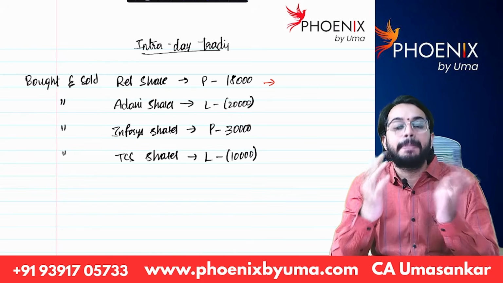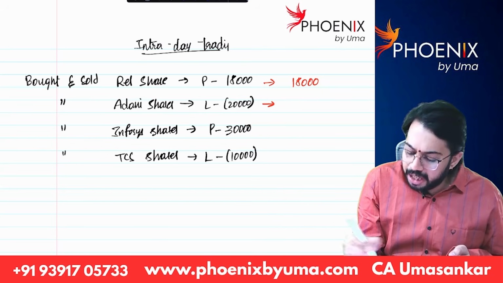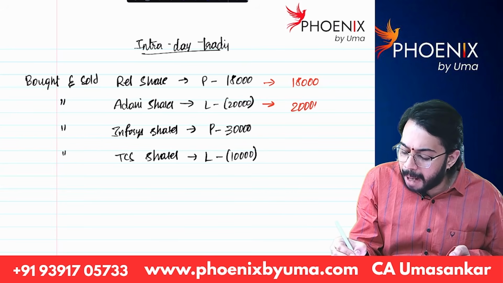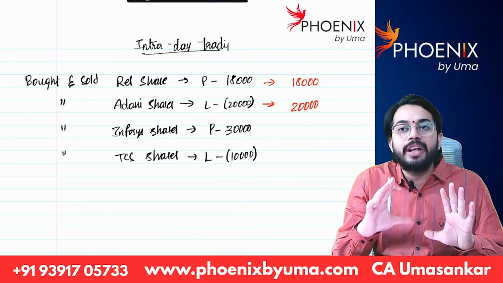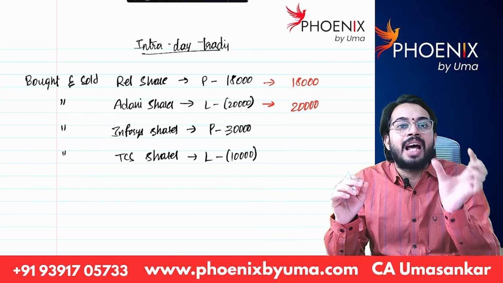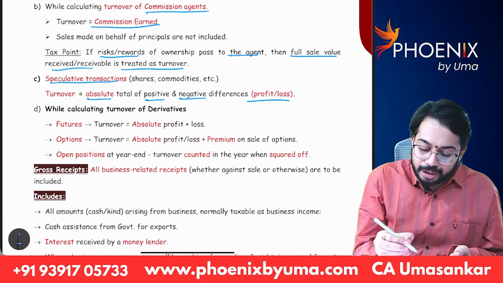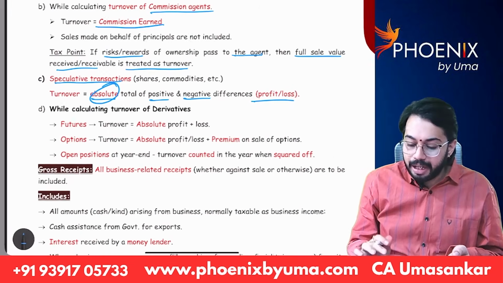You should take absolute figure. You should take 18,000. It is negative. Even though it is negative, you have to take absolute figure. Absolute figure means what? Irrespective of plus or minus, whatever the amount is there, profit or loss, that amount should be taken. So absolute figures are to be taken.